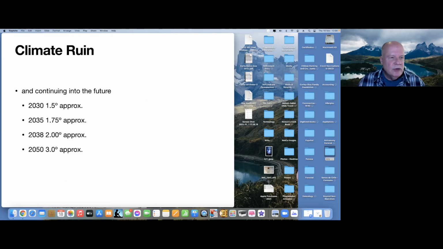Continuing into the future, around 2030, I'm projecting, using my little population curve, that we get up to around 1.5. By 2035, it'll be up to 1.75, and by 2038, it's going to be approximately 2 degrees, the magic 2 degrees when the mechanics all kick in. This will then bring us to 3 degrees above pre-industrial levels by around 2050.